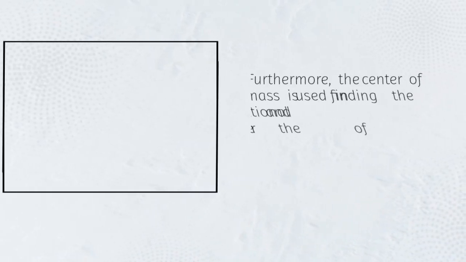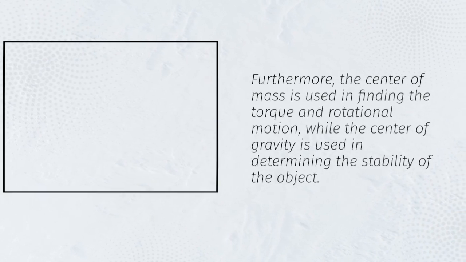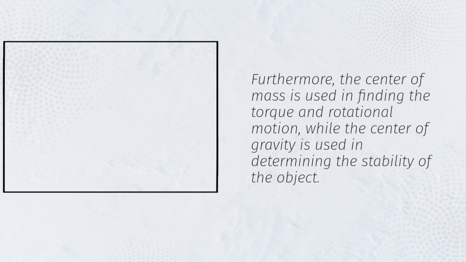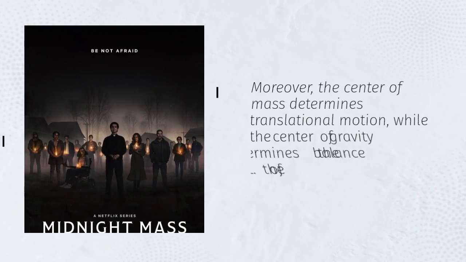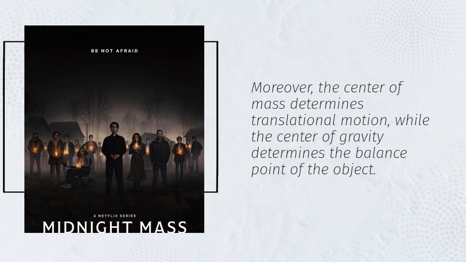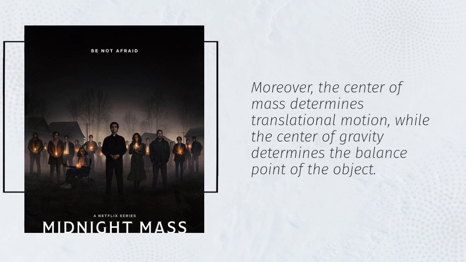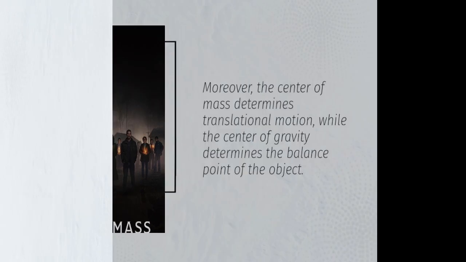Furthermore, the center of mass is used in finding the torque and rotational motion, while the center of gravity is used in determining the stability of the object. Moreover, the center of mass determines translational motion, while the center of gravity determines the balance point of the object.